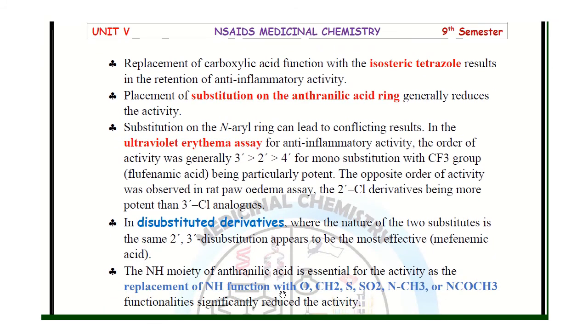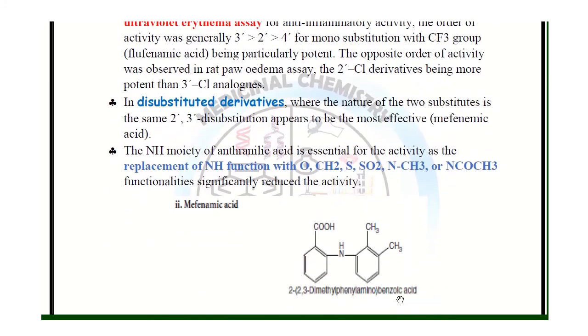In the case of the di-substituted derivative, meaning the derivative that has two substitutions at two different positions, like the 2,3 di-substitution that is present in mefenamic acid, the derivative will have more potency or more therapeutic efficacy. The NH moiety of the anthranilic acid is essential. For example, if we substitute this NH with oxygen, methyl, sulfur, sulfone functional group or any other functionality, it will cause a reduction of their activity.